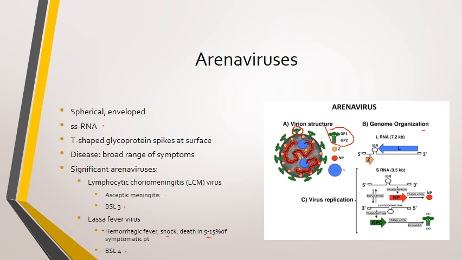The disease that's caused by arenaviruses, it's actually a broad range of symptoms. However, there are a couple of significant ones, which will mean that any time that a doctor suspects an arenavirus, you need to move into a pretty high biosafety level. Okay, the two key ones that are really significant are the LCM, or the lymphocytic choriomeningitis virus, which causes an aseptic meningitis. Remember, it's called aseptic because you weren't able to grow any bacteria. Okay, so it causes an aseptic meningitis, and it's pretty contagious.